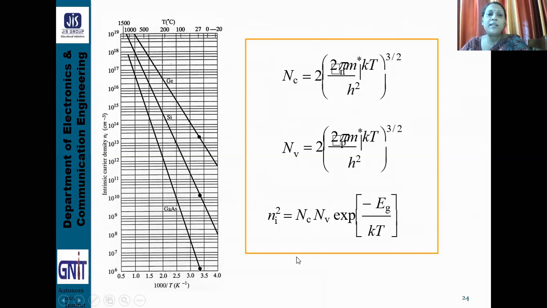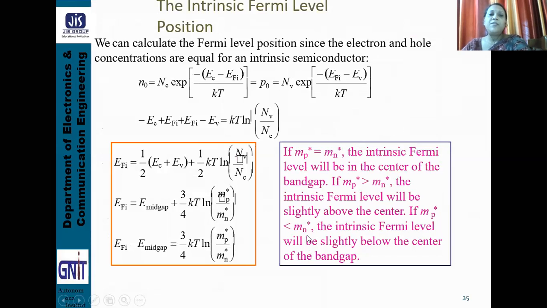So moving to the next slide, the intrinsic Fermi level position. We can calculate the Fermi level position since the electron and hole concentrations are equal for an intrinsic semiconductor. So we know N naught equals Nc e to the power minus (Ec minus EFI) by kT. And also, as N and P are equal in an intrinsic semiconductor, the equals sign has been put here, so equals P naught equals Nv exponential of minus (EFI minus EV) by kT.